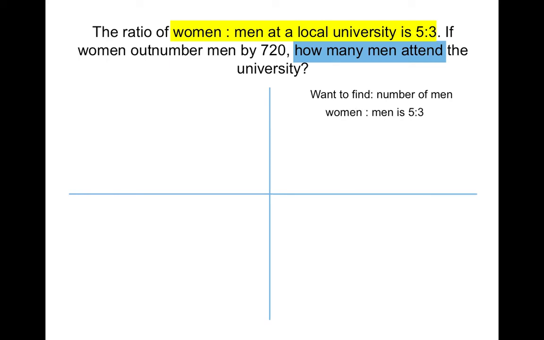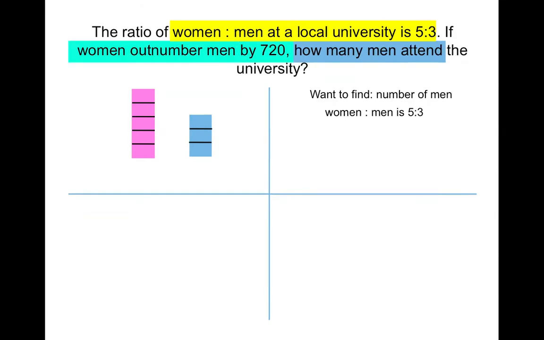It might be helpful to draw a picture of what's going on. If we have 5 equally sized groups of women, then we also must have 3 equally sized groups of men. The last piece of the puzzle is that women outnumber men by 720. So we might want to label our diagram to show that this piece right here includes 720 students. Now at this point, you could probably reason through to an answer without using any algebra. It's kind of obvious that each of our groups have 360 students in them.